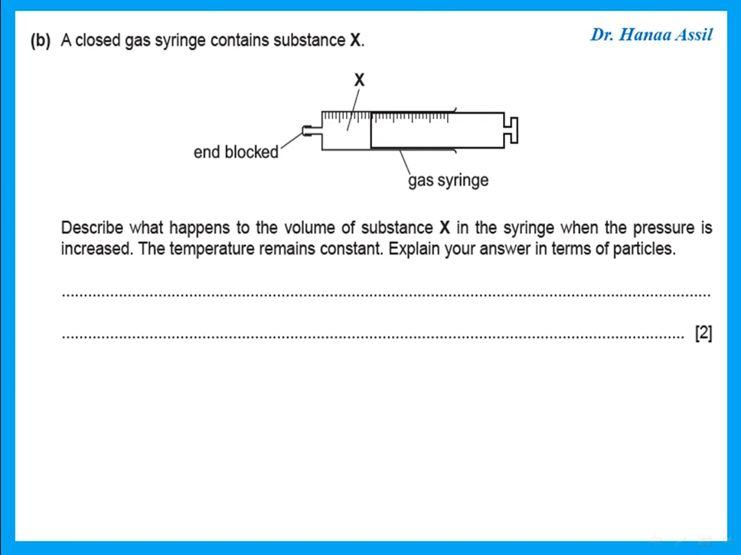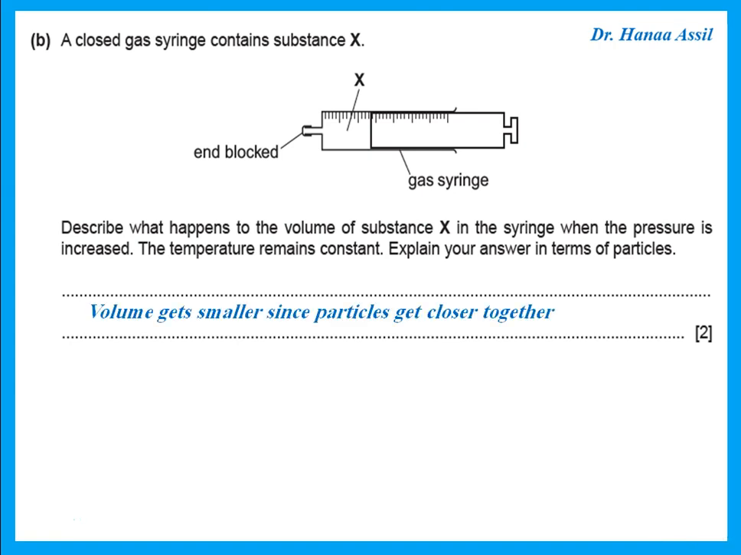A closed gas syringe contains substance X. Describe what happens to the volume of substance X in the syringe when the pressure is increased. Remember, if I am increasing the pressure, that means I'm pushing that plunger of the gas syringe in. I am pressing on the gas. What would happen to the volume inside the syringe? You should realize that when we press a gas together, that is what we mean by increasing the pressure.